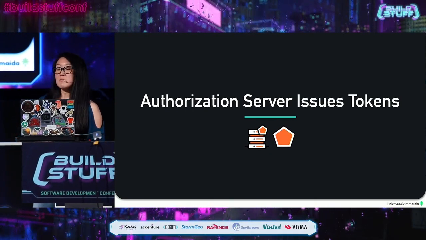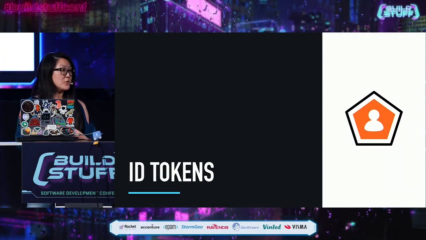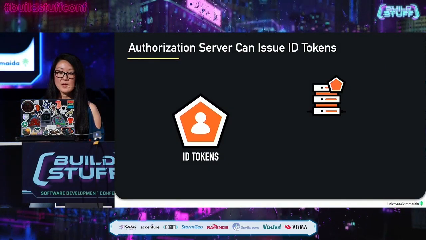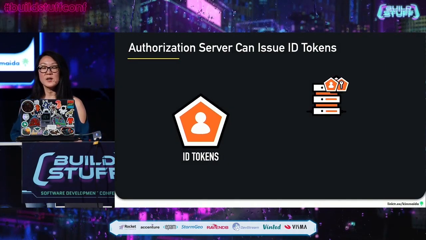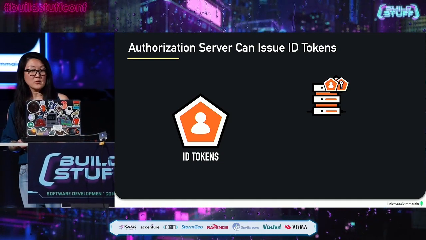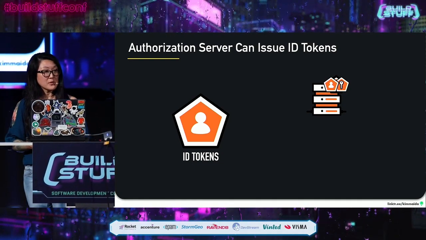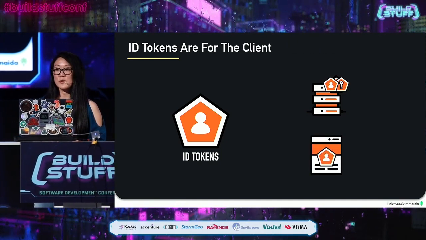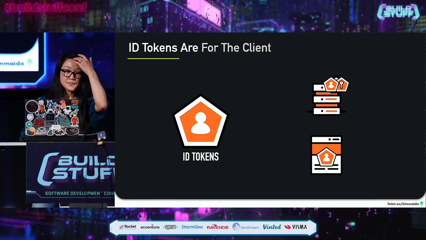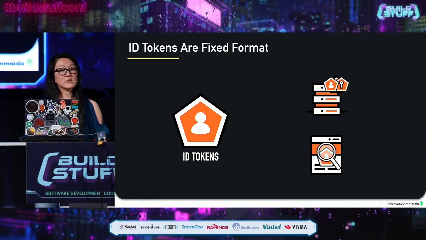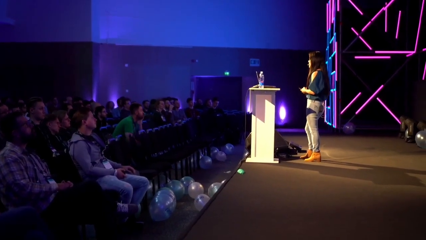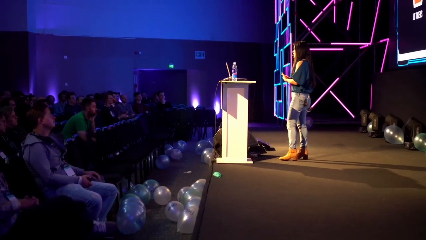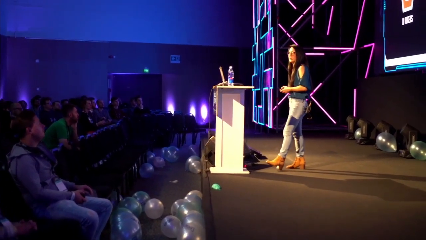So let's talk a little bit more about tokens. And for authentication with OIDC, we use ID tokens. Our authorization server can issue ID tokens similarly to access tokens, which I discussed briefly in the first example with HireMe and MyCal. However, unlike access tokens, ID tokens are intended for the client. ID tokens are a fixed format that clients can parse and validate in order to extract identity information from the token and therefore authenticate the user or verify that the user is who they say they are.